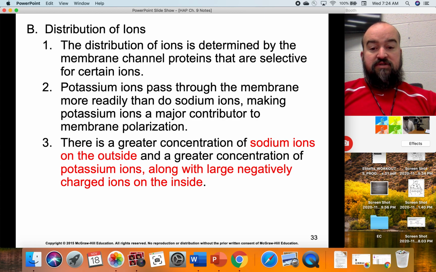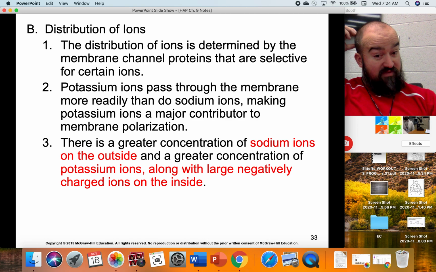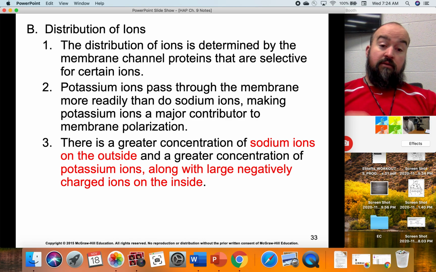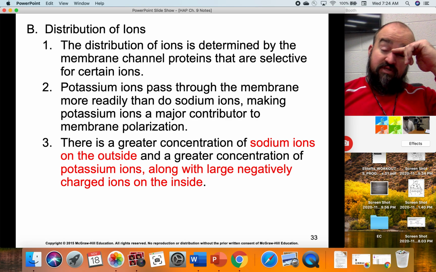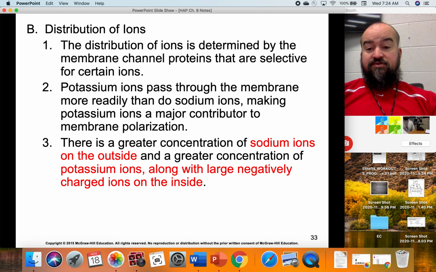And if you had a salty banana, you'd have it because you'd put salt on the outside, and the potassium in the banana would be on the inside. And that's the way the membrane potential is for the cell. There's a higher concentration of sodium on the outside and potassium on the inside.